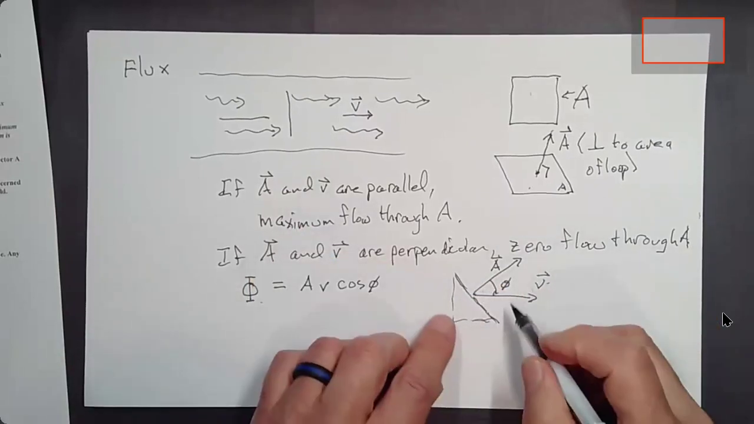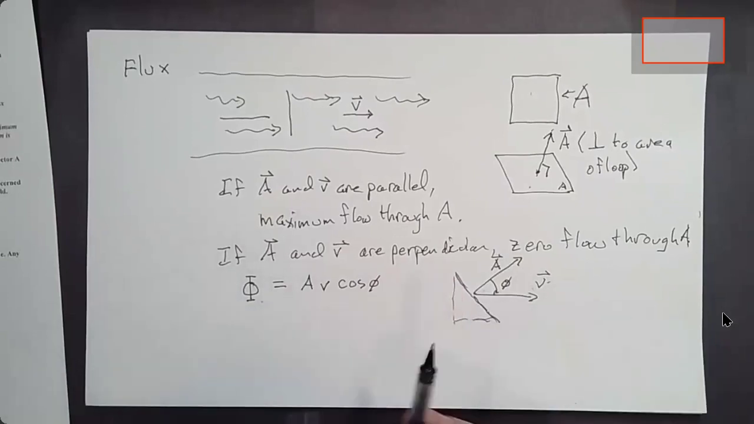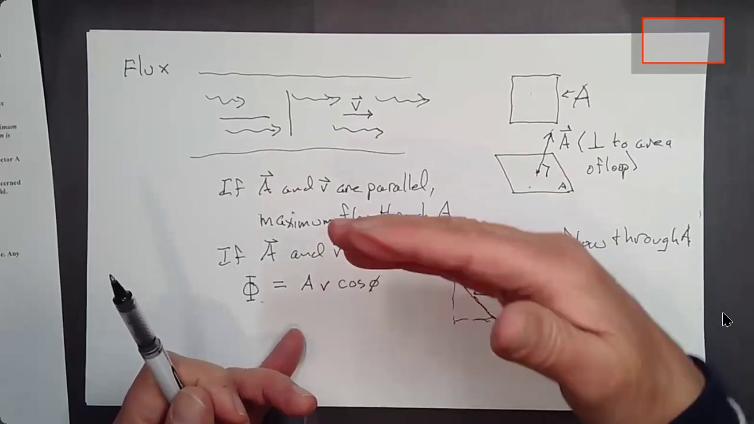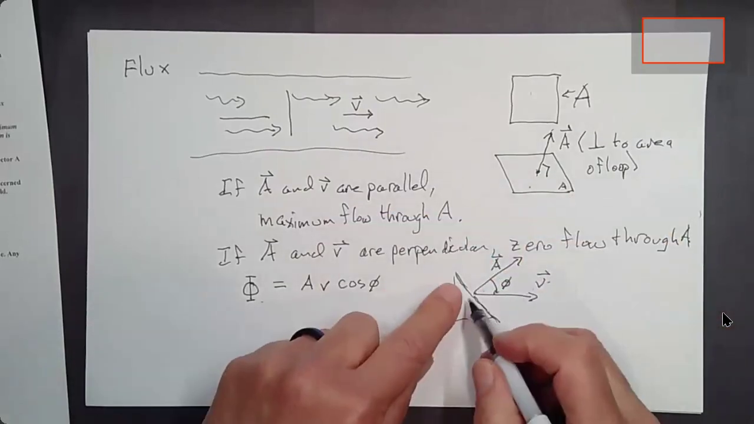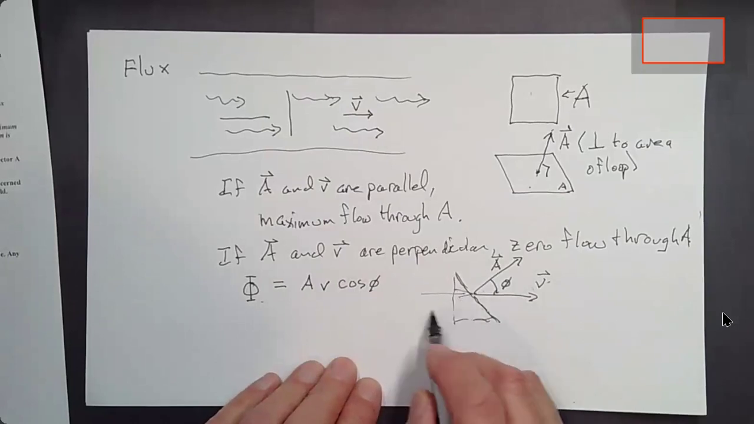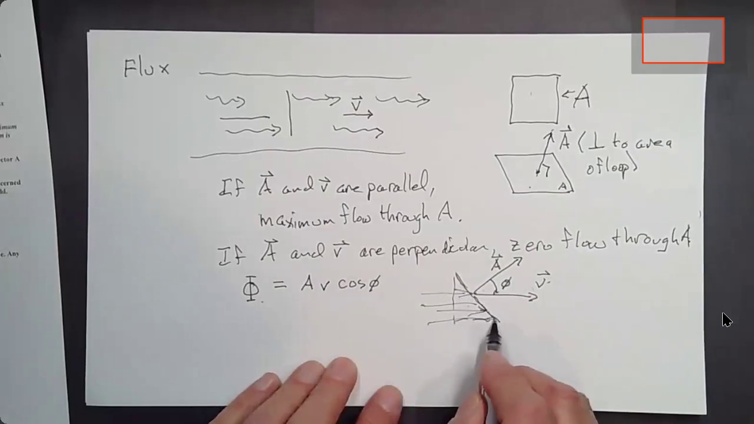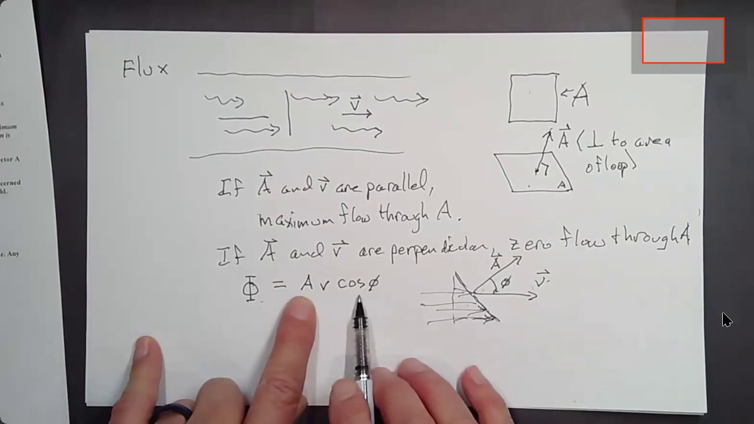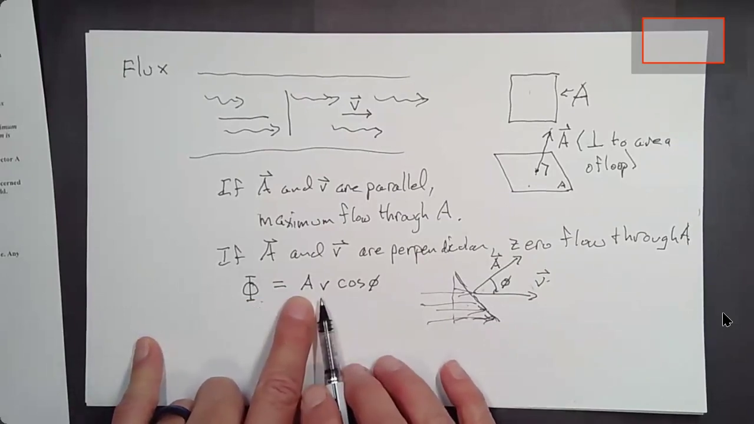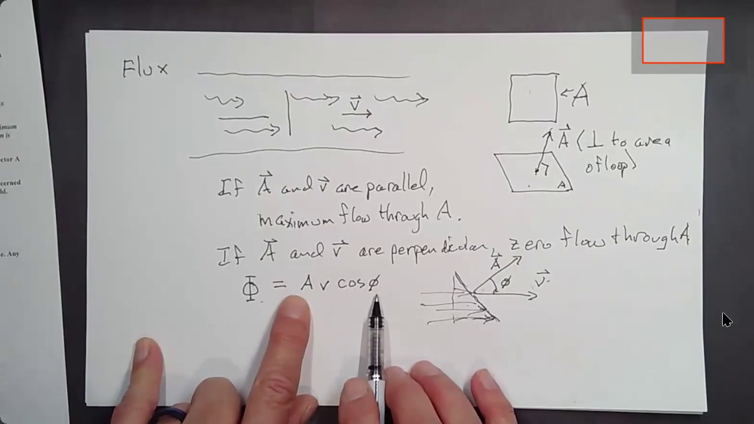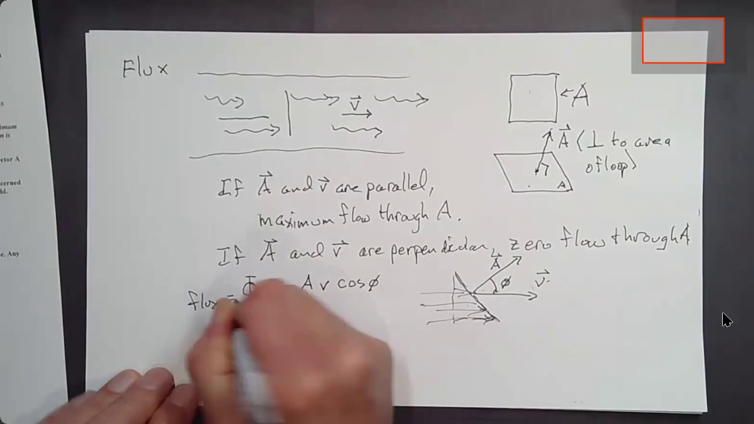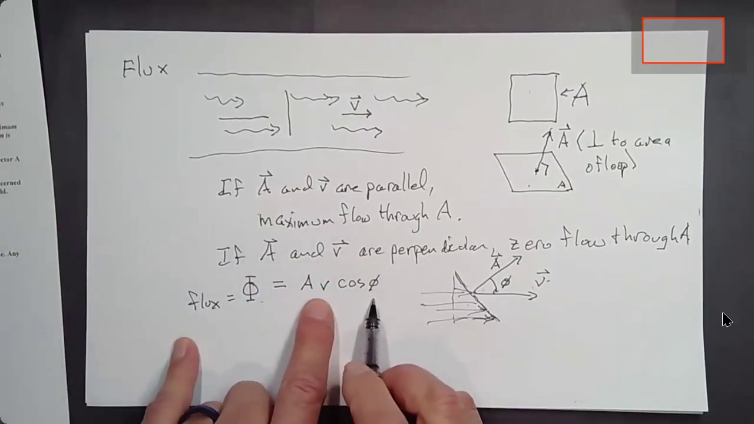Another way of thinking of it is that A cosine phi has the effect of changing the area that's actually presented to the stream. And when we have it tilted, it's only a smaller area of the water or the square that's presented to the water. But anyway, phi is equal to the amount of water per second that's going to be going through there, which we're going to call the flux, is just going to equal that A V cosine phi.